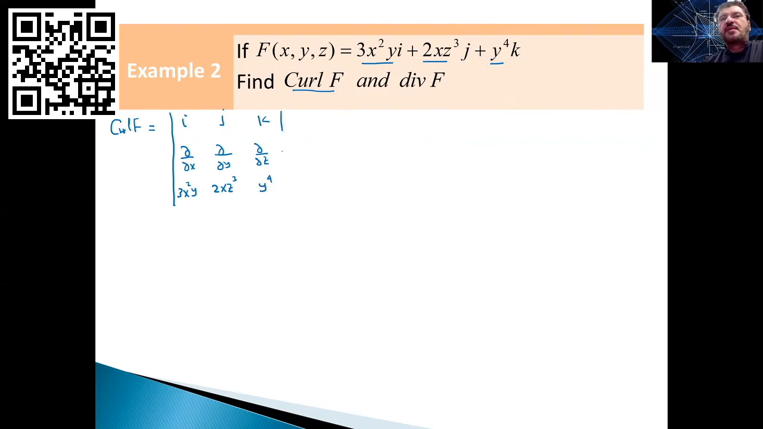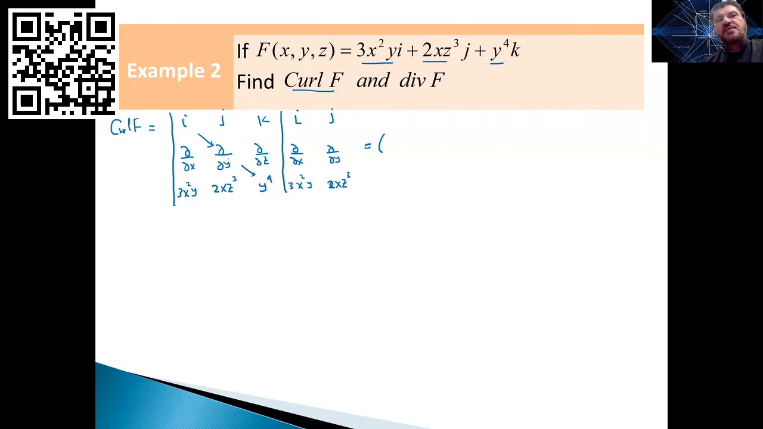Do you remember how we do the determinant? We showed you before. We take the first two columns and we put them out. And then the j. And the last one, 2xz cubed. All right, now we go diagonally like that. So this is equal to.